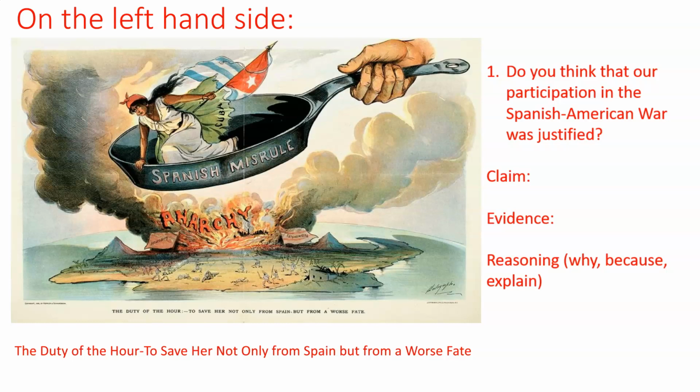When we talk about a claim, you're going to make the point that it is justified or not justified, and the evidence is going to come from all the textual evidence that we saw or something I talked about, and you're going to give the reasoning why and because. Make sure you check the Schoology site to understand how to do the assignment and how to hand that assignment in.